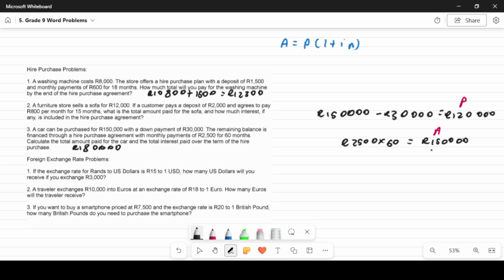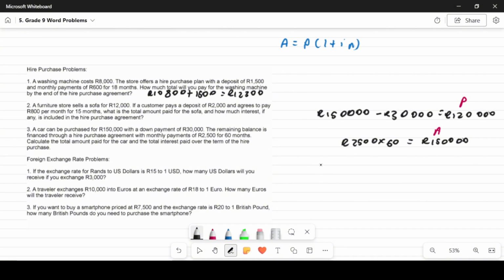Why? It's the loan amount plus the interest amount plus the deposit that we get from here. Don't forget that. So you paid a total of 180,000. The amount of interest that you paid will be A minus P, which will be a total of 30,000. So therefore, you paid 30,000 in interest and you paid a total of 180,000. Very simple. Now, let's say that they made this question a bit more tricky.